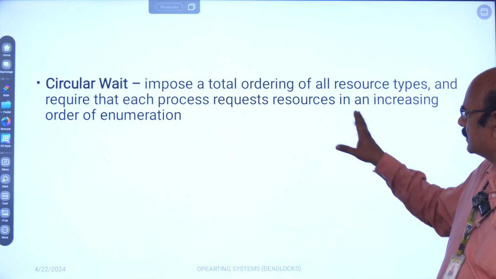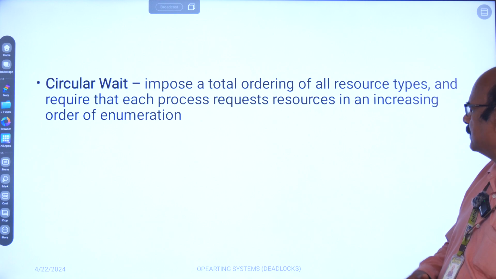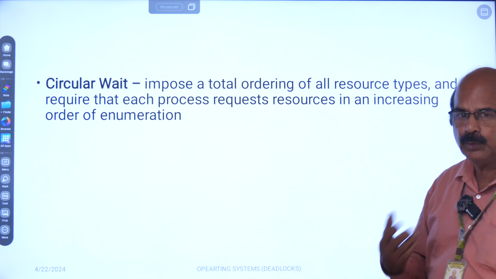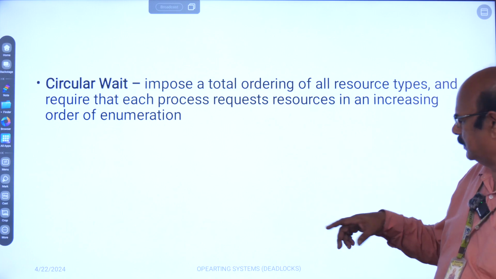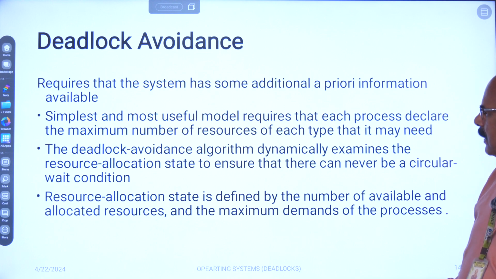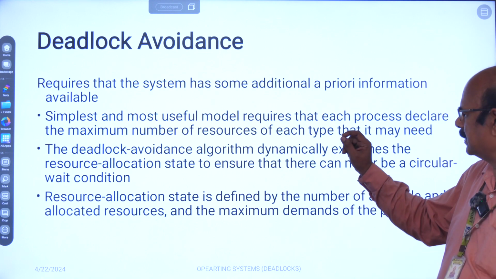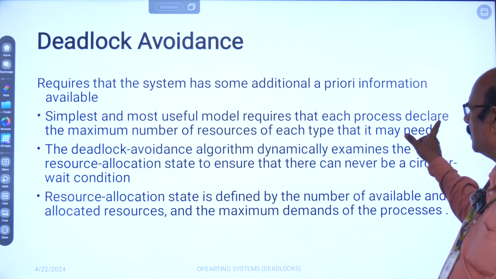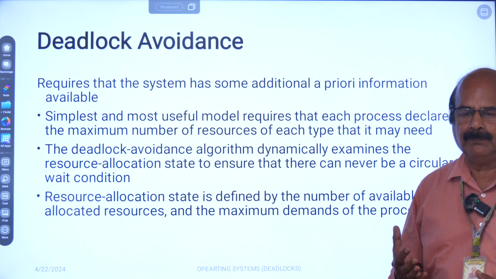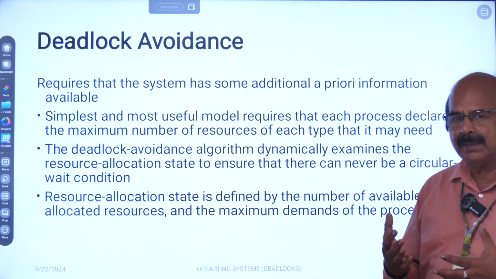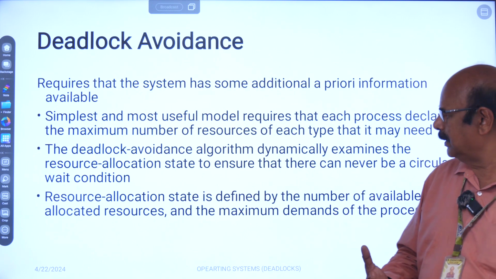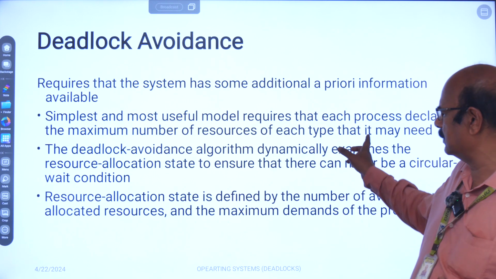Circular wait: impose a total ordering of all resource types, and require that each process requests resources in an increasing order of enumeration. Circular wait we have seen here. Next, deadlock avoidance, how it can be avoided. The simplest and most useful model requires that each process declare the maximum number of resources of each type that it may need. So how can we avoid the deadlock? Suppose we give more resources, then there won't be any shortage, and everybody will be using whatever resources they can.